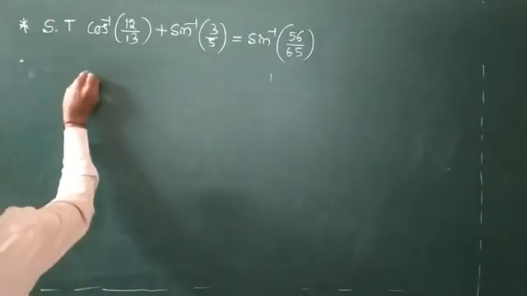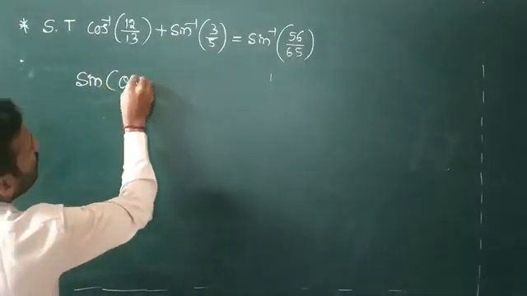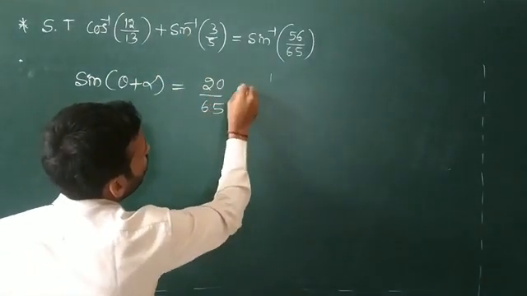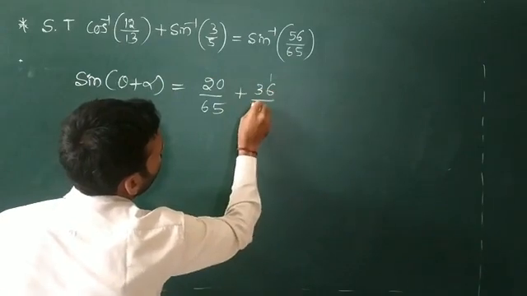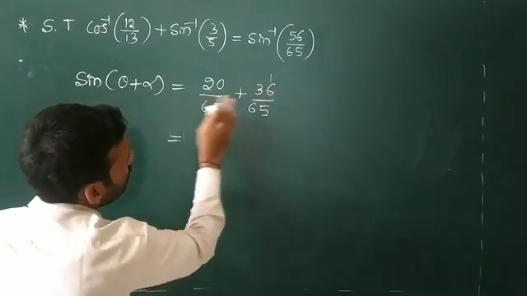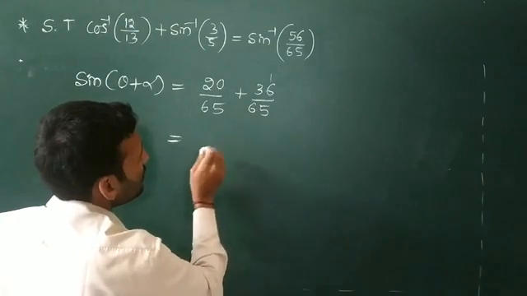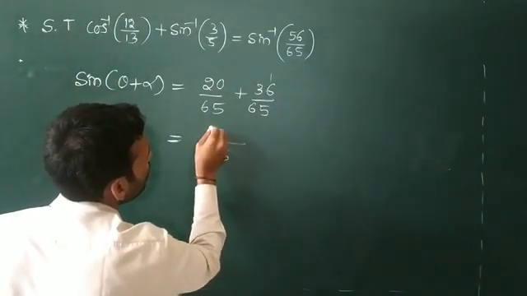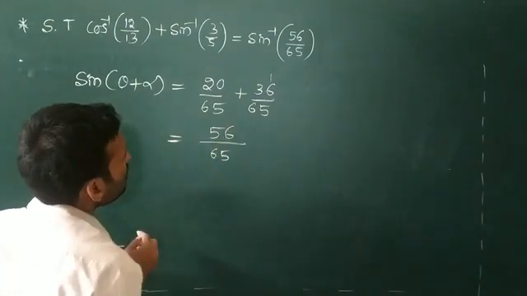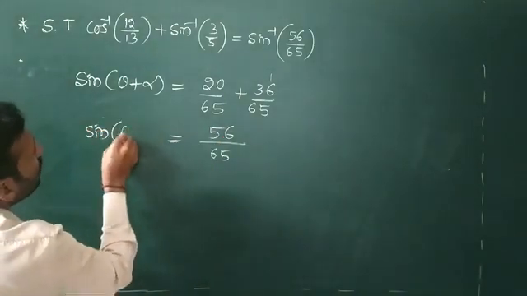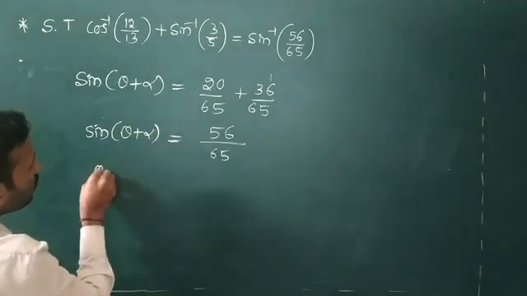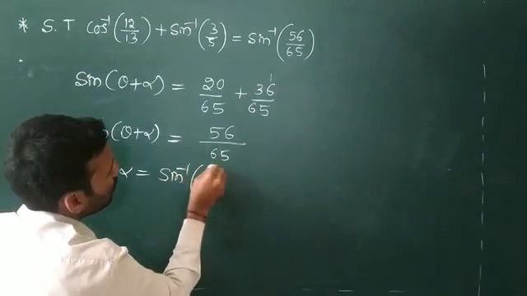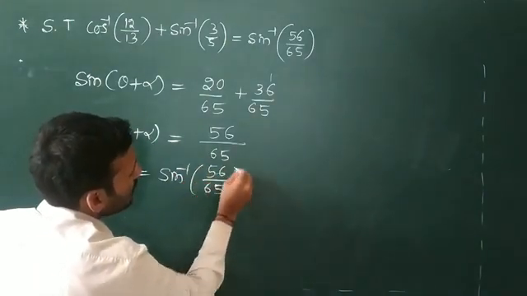Next, sin of theta plus alpha is equal to 20 by 65 plus 36 by 65. The denominator is the same, 65, so adding the numerators, 20 plus 36 is 56, giving 56 by 65. This is sin of theta plus alpha. So theta plus alpha becomes sin inverse of 56 by 65.